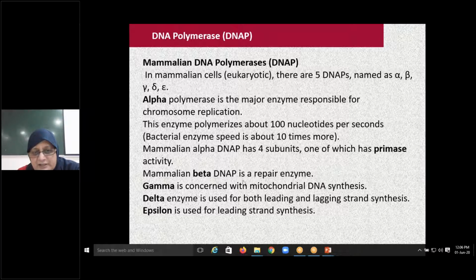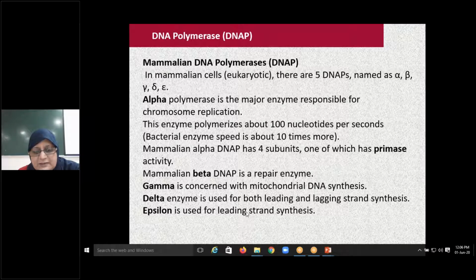Beta DNA polymerase is involved in repair. Gamma DNA polymerase is present only in the mitochondria, so it is involved in mitochondrial DNA synthesis. And then, delta enzyme is used both for leading and lagging strand synthesis.